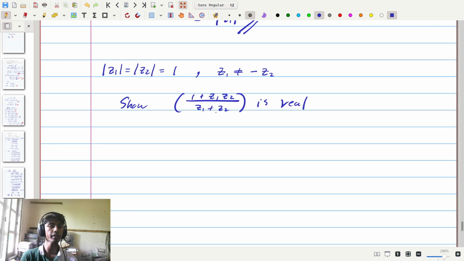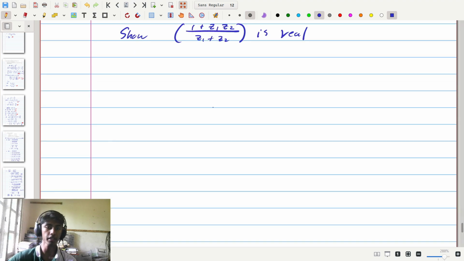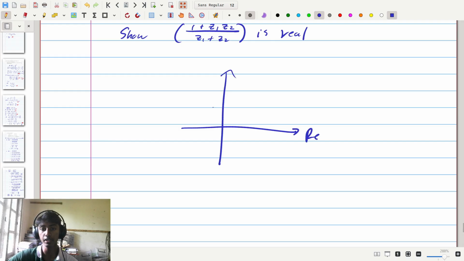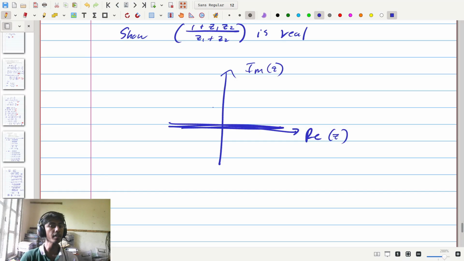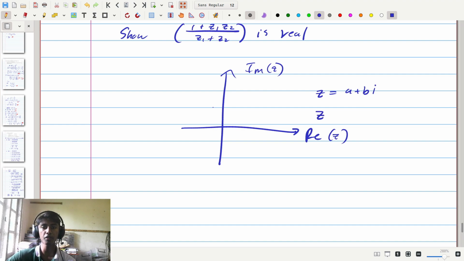Now if we consider what a real number actually is, in the complex plane, a real number is a number that lies on the real axis. If we have the real axis here and the imaginary axis here, a real number is a number that is somewhere on the real axis. To be on the real axis, you need to have your imaginary part equal to 0. So if a real number is expressed in the form z equals a plus bi, then b is equal to 0. Now if we consider the conjugate of this number, the conjugate would be z conjugate equals a minus bi.